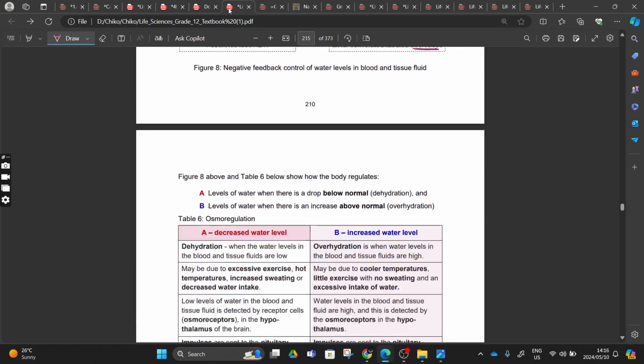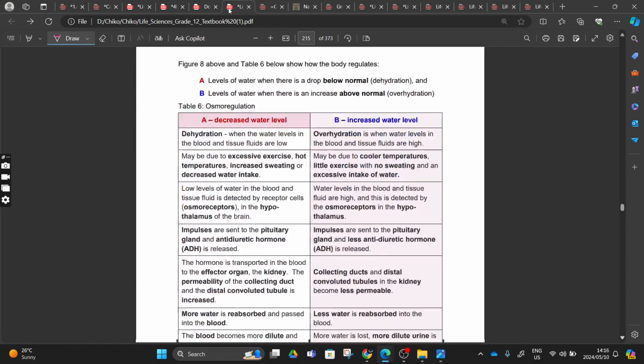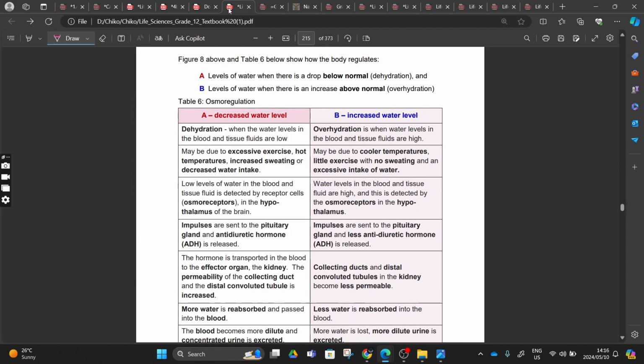So now let's go to the salt and see if we can apply the same thing, right? You can see there are the notes there. The process is called osmoregulation. When you have below normal water, we call it dehydration. When you have above normal water, we call it overhydrating. So this one can kill you, and this one can also kill you. So you have to keep the balance.